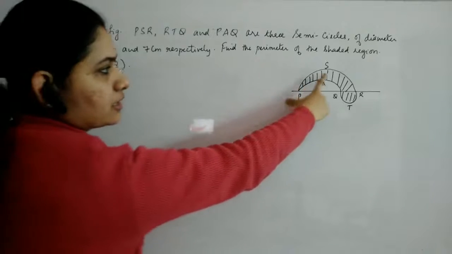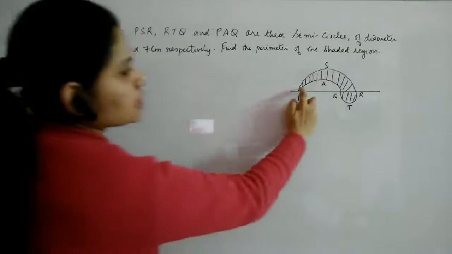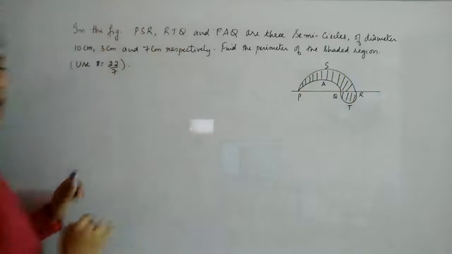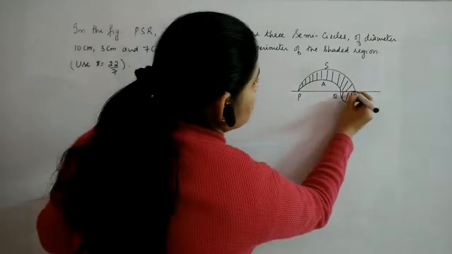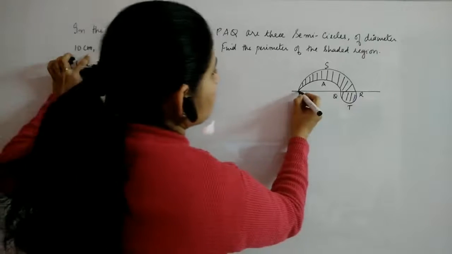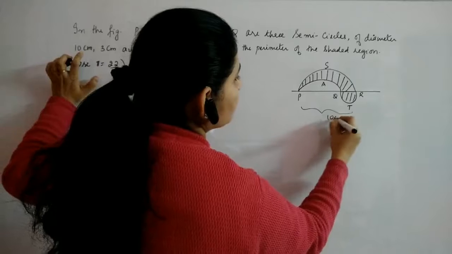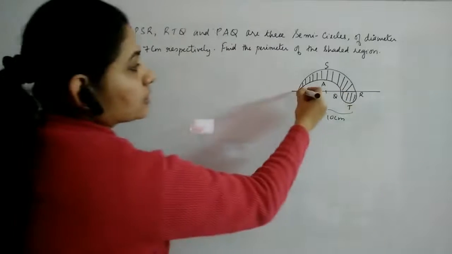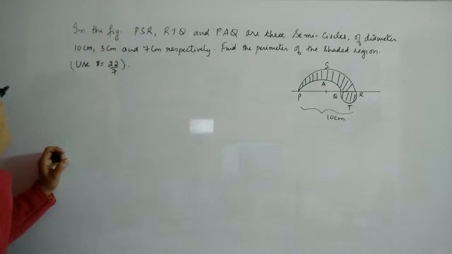So this is the shaded region, and you have to find out the perimeter of the shaded region, which means this curve, this one and this. How will you find out? What is given? This much is given. Diameter is given, so PSR has 10 centimeters. You need the radius. This is a semicircle, so what is the perimeter of the semicircle?